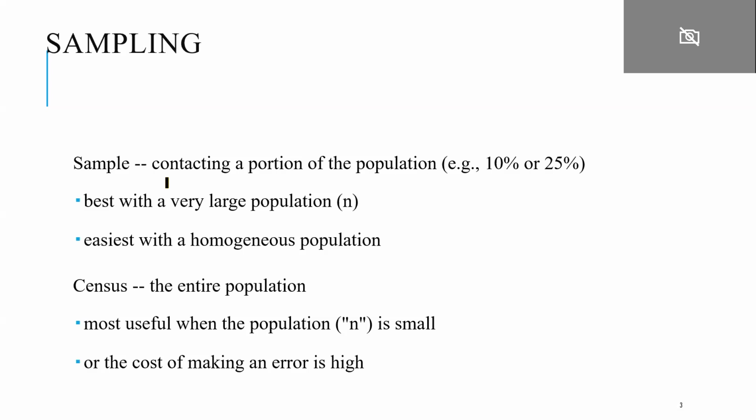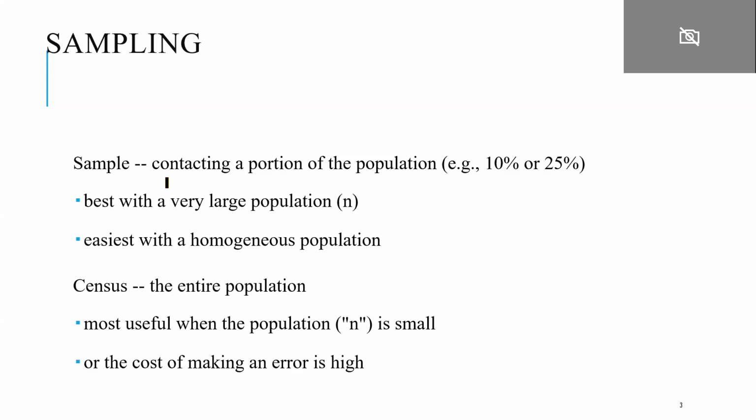A census is conducted when you collect data from your entire population, and it is most useful when your population is small. When in your population you have only 200 elements, that population is very small, so there is no requirement of conducting sampling. But also one thing a researcher should keep in mind is that the cost of making an error is high.